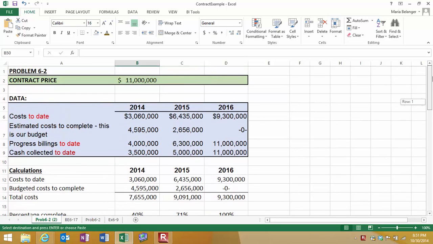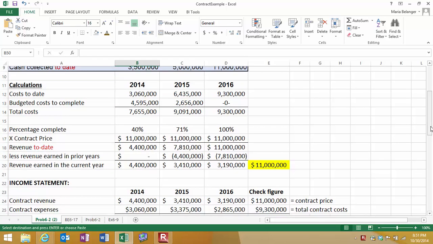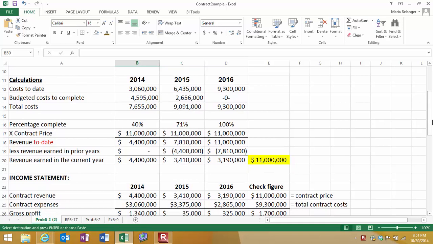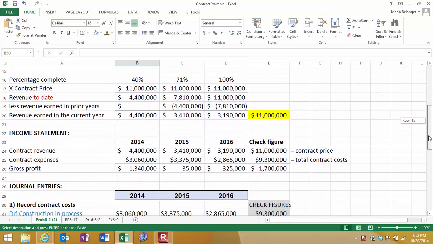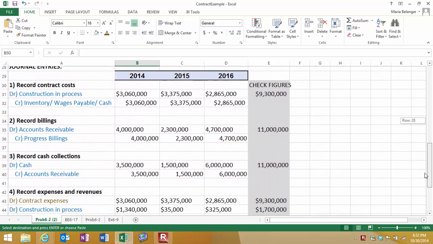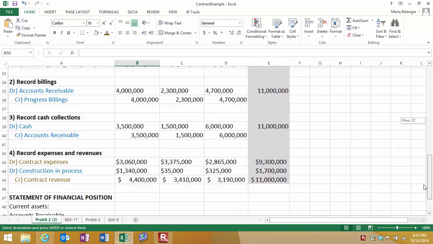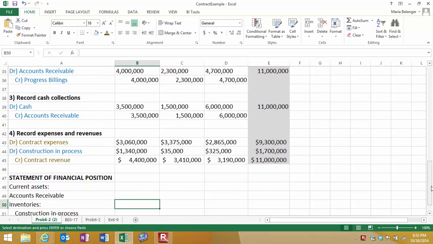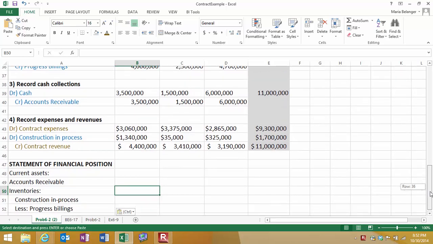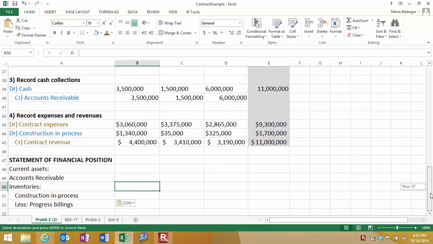In previous videos, we looked at the calculation for the revenue, using our percentage completion method. And in a second video, we looked at the journal entries, so you see them on the screen right now. So all the journal entries to record our contract on our financial statements. And now the last step is to record the statement of financial position, so we're going to do this.